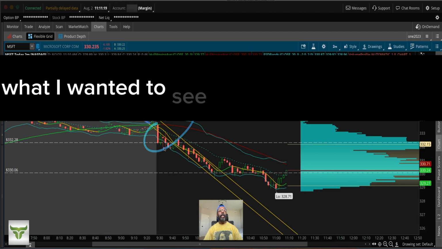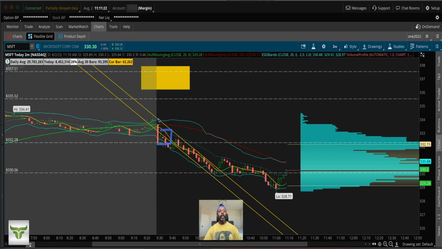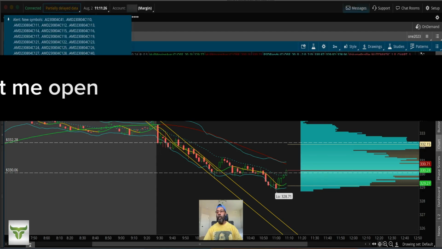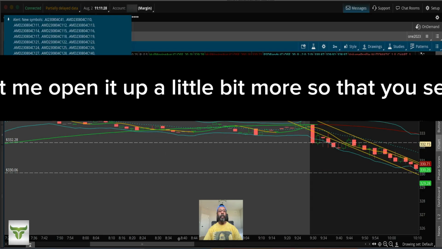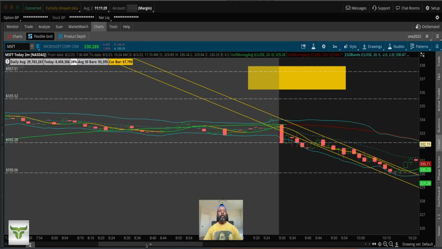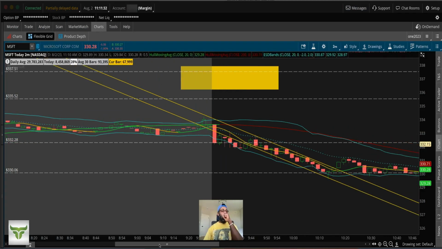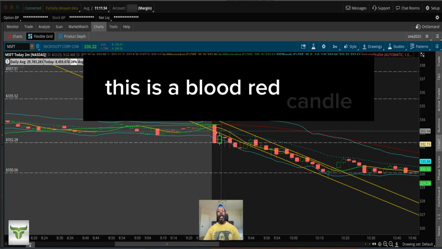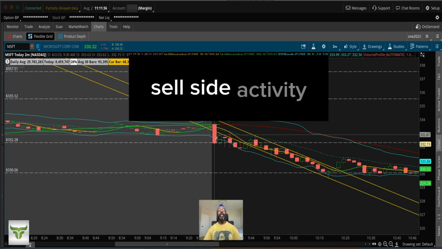What I wanted to see was this setup right here. This is a Marubozu, this candle right here. And let me open it up a little bit more so that you see it. This is a blood red candle, sell side activity.